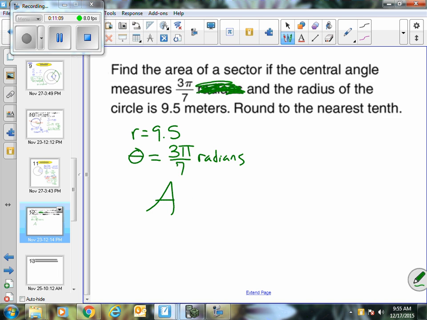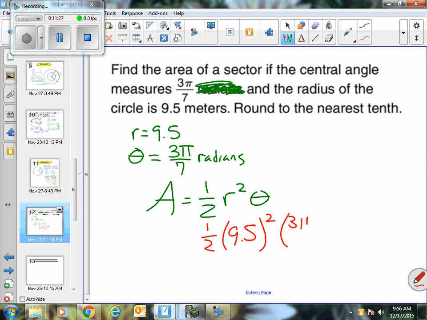And they want you to find the area. So I would write out the area formula and just make sure that I have everything that I need. So always list what you know, and then write the equations that use the variables that you have and what you want. So it looks like we have the radius, we have the angle. I think we're good to go. So I'm going to do that substitution. And we're just going to multiply on our calculator. So 9.5 squared times 1/2 times 3 pi over 7.